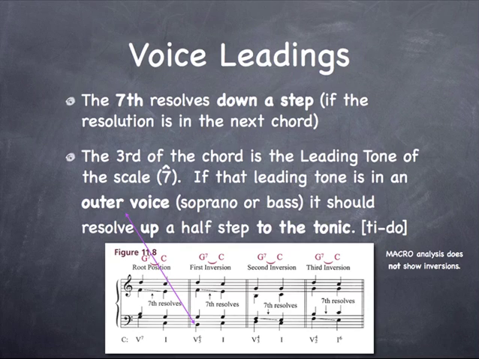The third of the dominant seventh chord is the leading tone of the scale: ti, do, re, mi, fa, sol, la, ti. And if it's in an outer voice, the soprano or the bass, then it needs to resolve normally, which is ti goes up a half step to do. If it's in an inner voice, it's not so important, but if it's in the soprano or bass, the leading tone needs to resolve up a half step to the tonic.